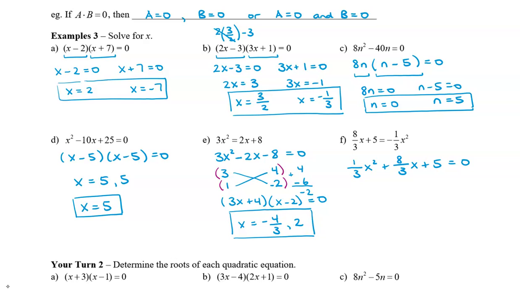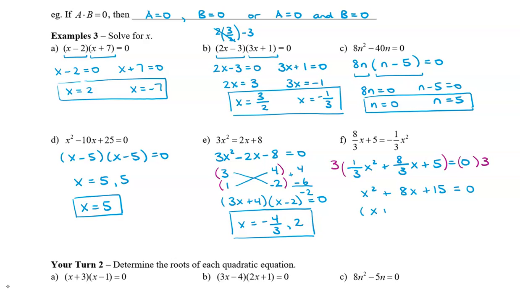before I can actually factor. All right, now I'm going to multiply both sides by the GCF, which happens to be 3 because it's my only denominator. And the reason I do that is when I multiply, that denominator disappears. So I get x squared, and then 3 times 8/3 is 8x. 3 times 5 is 15. And then on my right side, 0 times 3 is 0. And then I can factor.